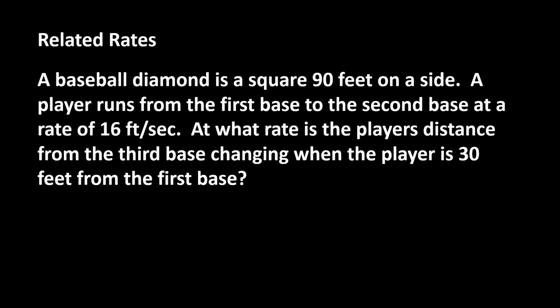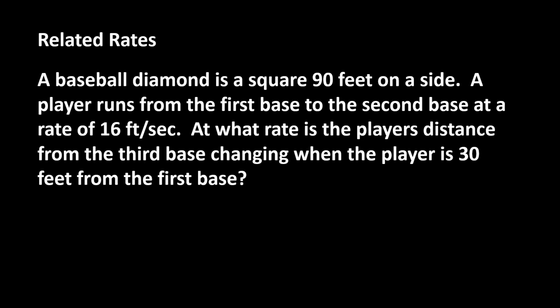Hi, so in today's video we are going to look at another example of related rates. A baseball diamond is a square 90 feet on a side. A player runs from the first base to the second base at a rate of 16 feet per second. At what rate is the player's distance from the third base changing when the player is 30 feet from the first base?